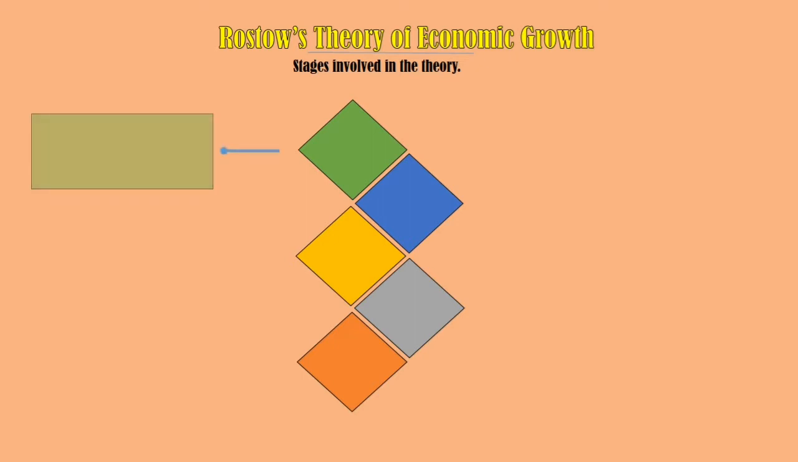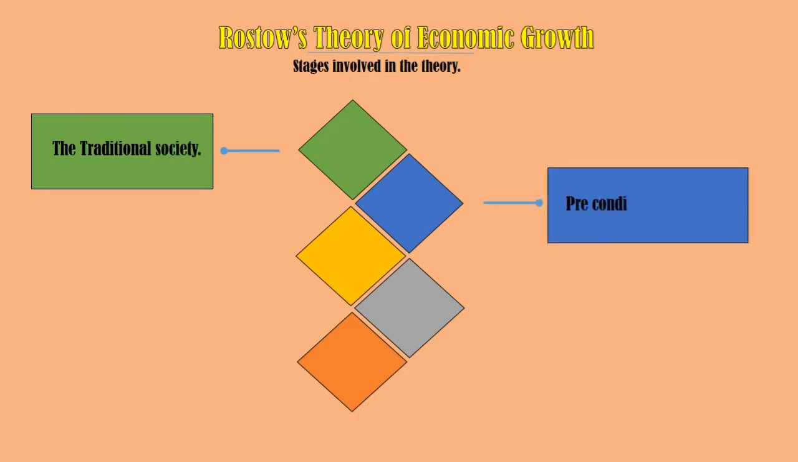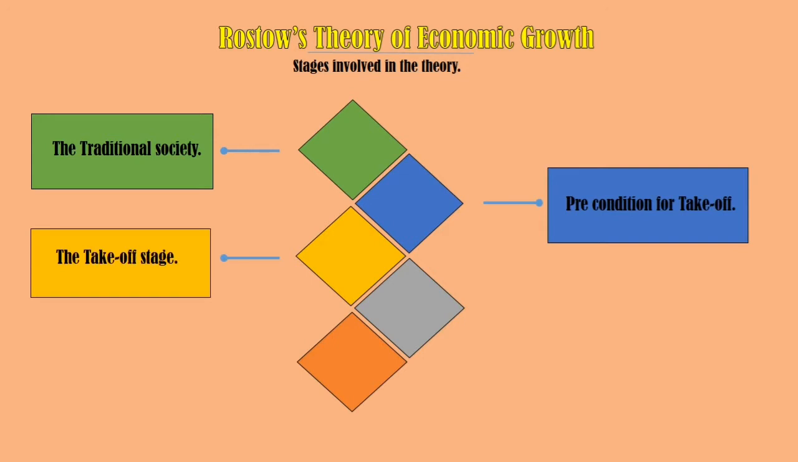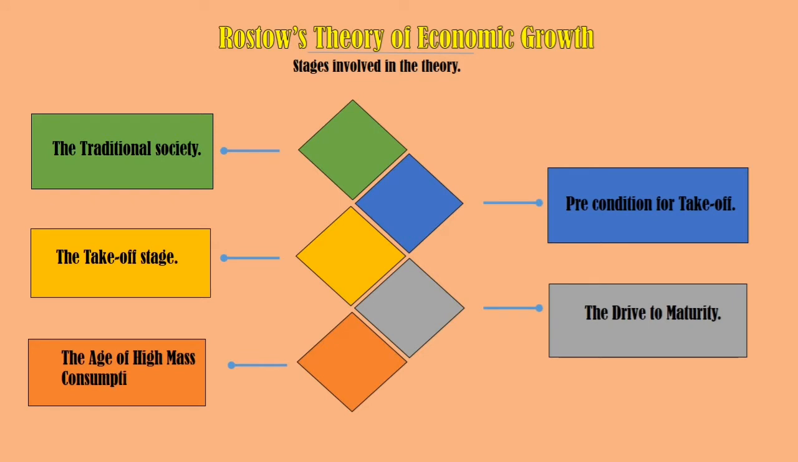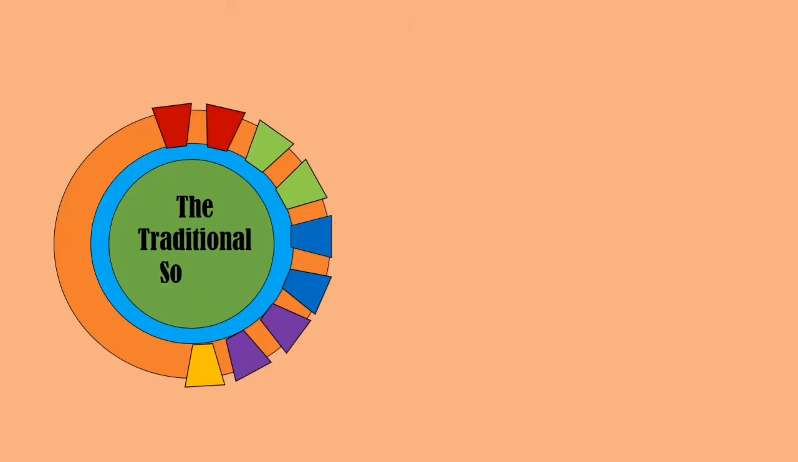First is the traditional society, followed by the precondition for takeoff, the takeoff stage, the drive to maturity, and the age of high mass consumption. Now let's discuss each of these stages. We'll start with the traditional society.